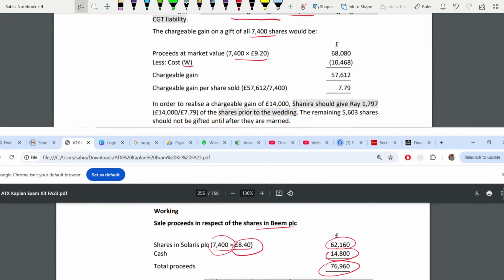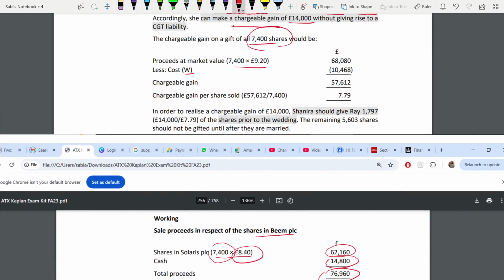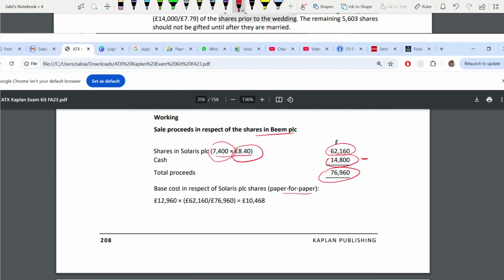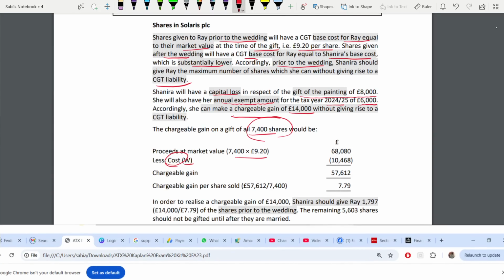Okay, this is a paper for paper. See here, entire shares we are selling, right? So entire shares we are selling, we need the cost of the share portion only. And in this we have cash also with shares, so we have to take it out. The cost of shares only we need. So that's why the proceed from the shares is this and the total is this, and this was the cost. Already they have given you. So this is the cost, 10468, which we are going to use here when we are selling the 7400 shares.